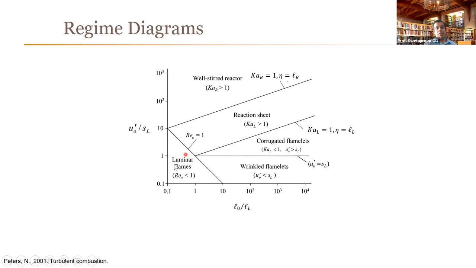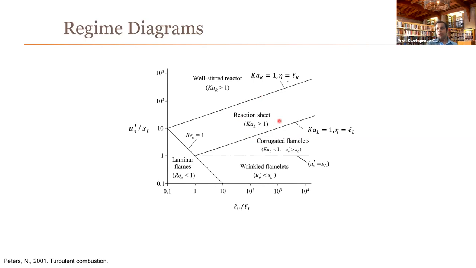So anything less than this, we can say that this is a laminar regime. Okay, u prime by SL less than one, but length scale ratio reasonably large. These are essentially wrinkled flamelets. We'll later see that this has further physical significance. u prime by SL greater than one, but still your preheat zone thickness is smaller than your Kolmogorov length scale. The local flame just behaves like a perturbed laminar flame, so this is called the corrugated flamelet.